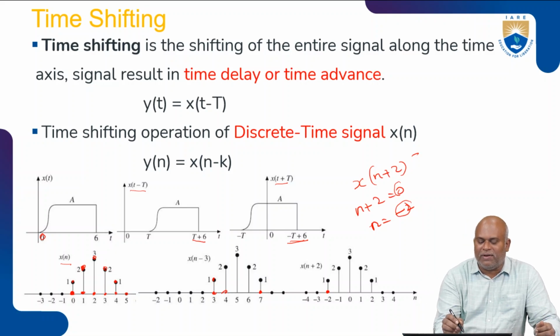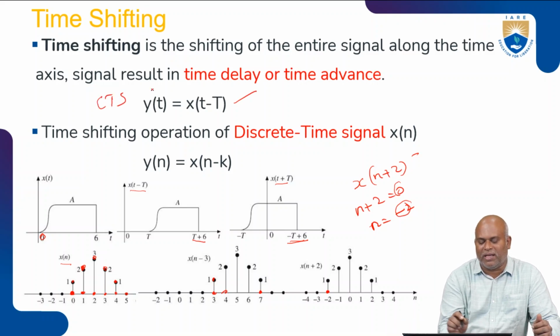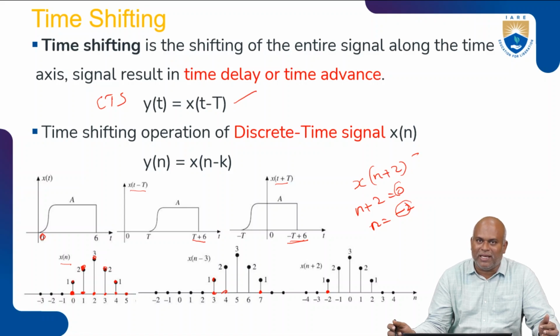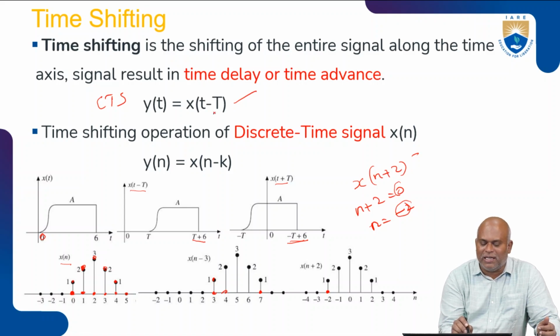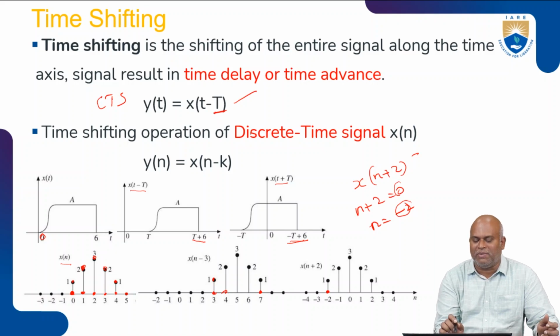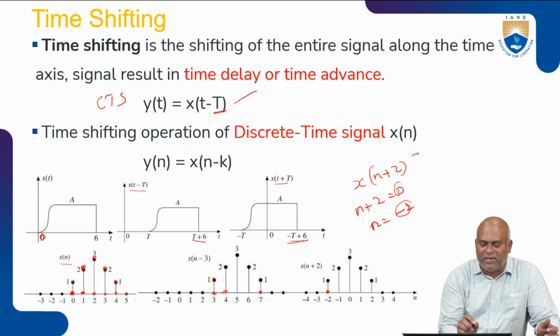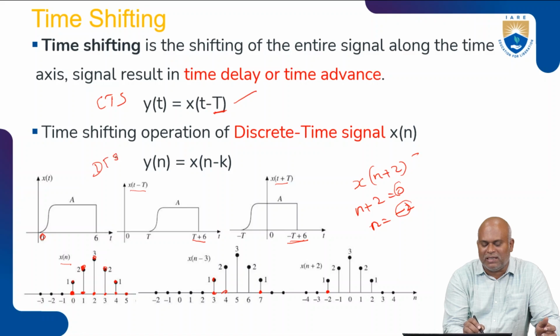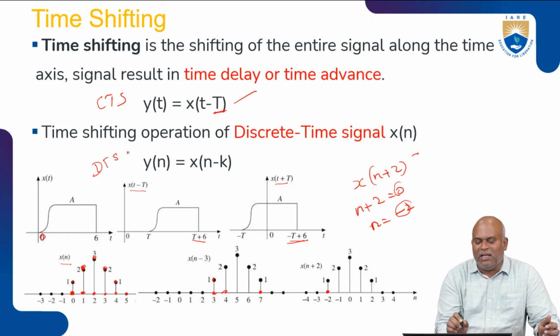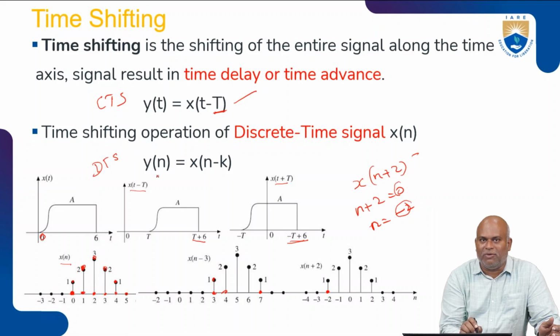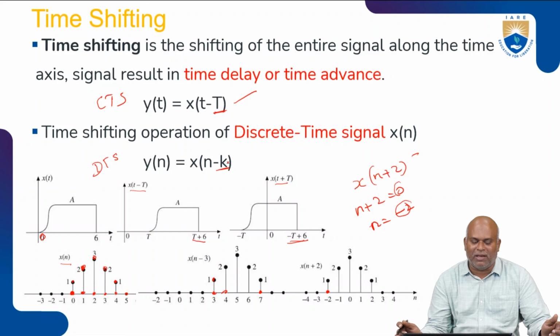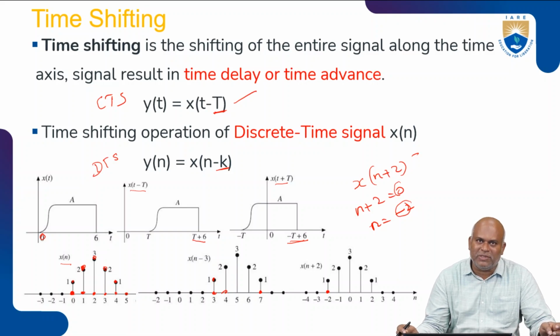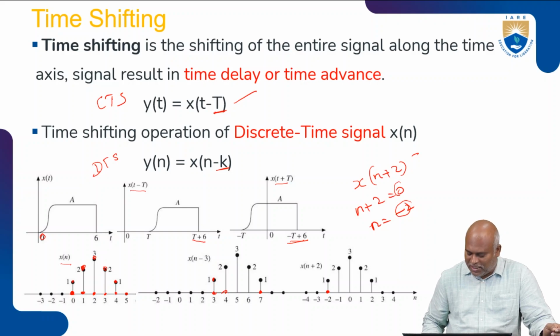So generally for a continuous time signal, y of t is equal to x of t minus capital T. T is represented as an independent variable, or sometimes we call it the constant. If you take a discrete time signal, the time shifting is represented as y of n is equal to x of n minus k. Here k is represented as an independent variable. This is what we call the time shifting operation of both continuous as well as discrete time signals.